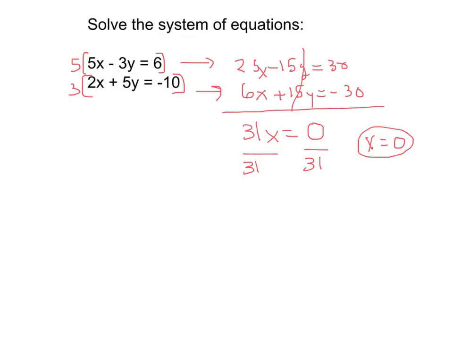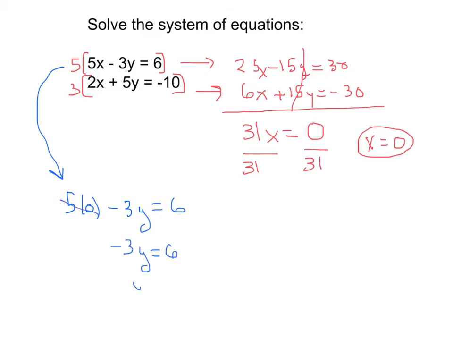Remember, a system of equations requires an x and a y. So we go back to one of our original problems. It doesn't make a difference which one we choose, but we're going to plug in x is 0. Now I'm just going to choose the first equation for no particular reason. So we've got 5 times 0 minus 3y is equal to 6. So 5 times 0 is just 0. We get -3y is equal to 6, and so y is equal to -2.